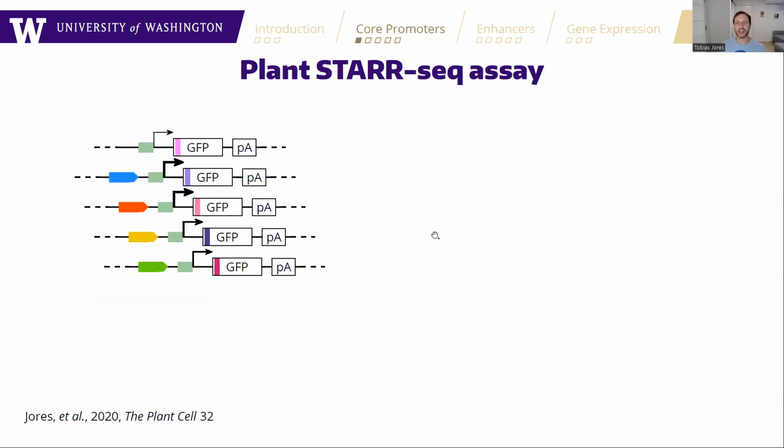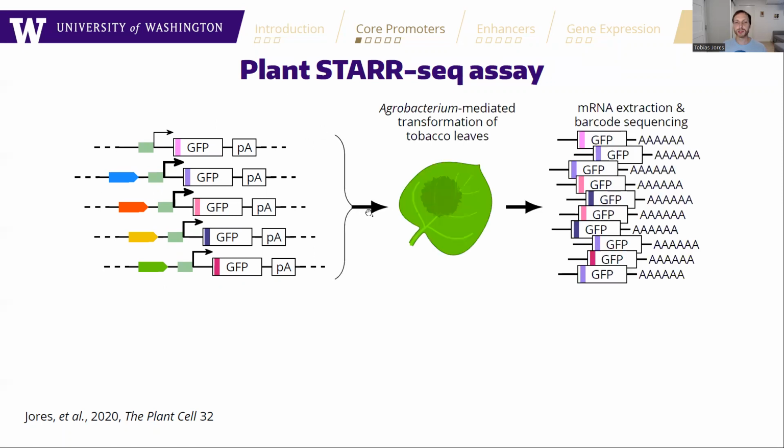To do this, I've developed an assay that we term plant STARR-seq. Here we're using a GFP reporter gene that has a DNA barcode at its 5' end. This reporter gene is driven by a 35S minimal promoter. This reporter construct can further be modified by adding cis-regulatory elements upstream of the minimal promoter. These elements, for example, enhancers, can then be linked to the barcode by next generation sequencing. All those different constructs can be pooled and used for transient transformation of tobacco leaves in a library fashion.